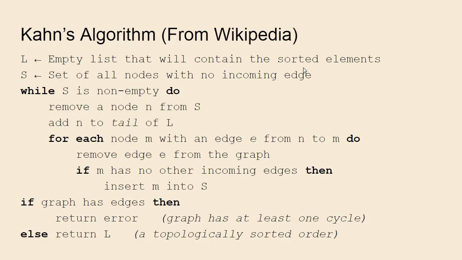So equivalently, we can check how many elements are in L. If the graph has n nodes and L includes all n nodes, then we're done. So we have performed topological sorting. On the other hand, if L has less than n nodes, then that means there are still nodes that have not been added, and that can only happen because there's a cycle.